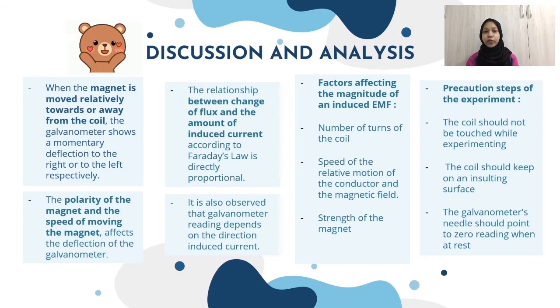So next, I will proceed with the precaution steps of this experiment. There are three different precautions. The first one, the coil should not be touched while experimenting. The second one, the coil should be insulated on the surface. And the third one is the galvanometer's needle should point to the zero reading when at rest.